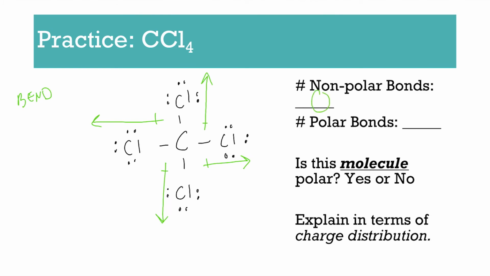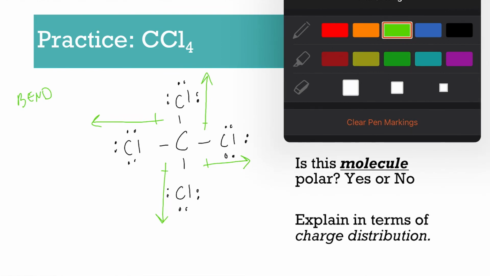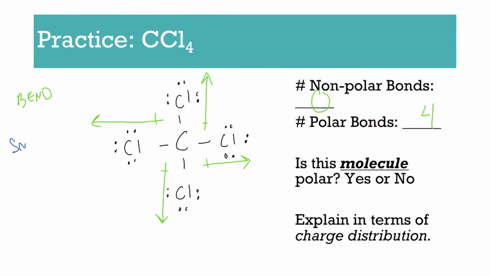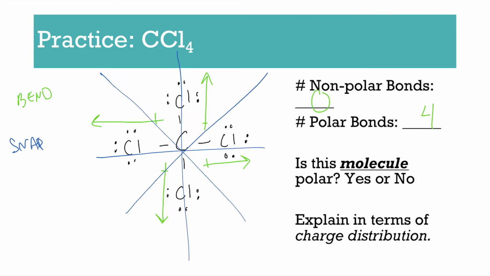Okay, so again, we have 0 nonpolar bonds. We have 4 polar bonds. And now we have to snap. So look at the symmetry. So if we cut it this way, this way, this way, that way, it is always going to be the same. But if that doesn't really work for you, look at the dipoles.